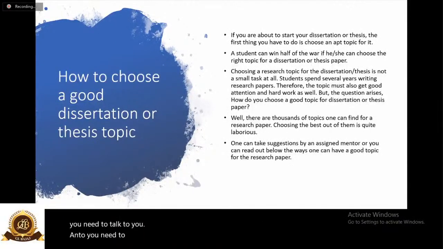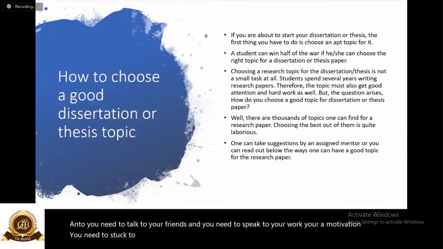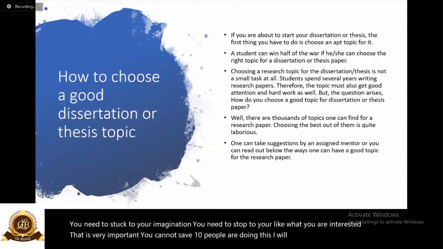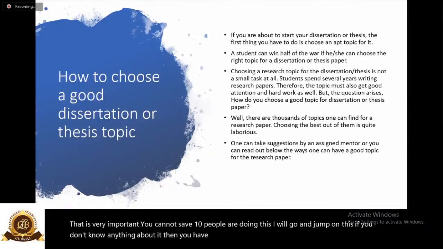So you need to talk to your mentor, you need to talk to your friends, and you need to stick to your work, your motivation, your imagination, and what you are interested in. That is very important. You cannot say, if 10 people are doing this, I'll go and jump on this. If you don't know anything about it, then you have to start from zero. So choose your topic.